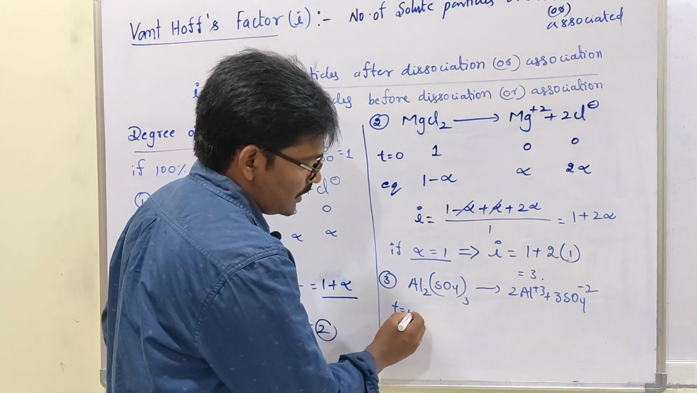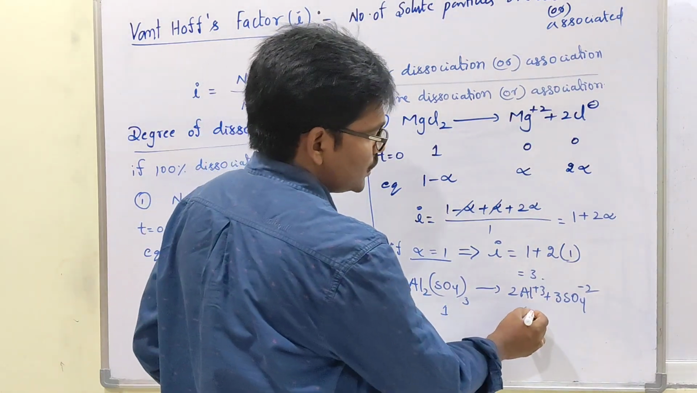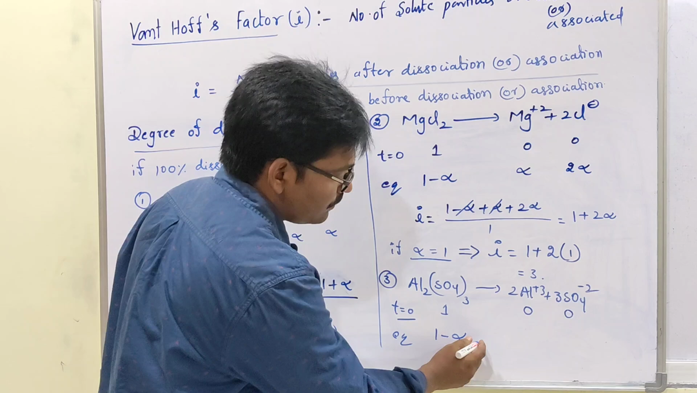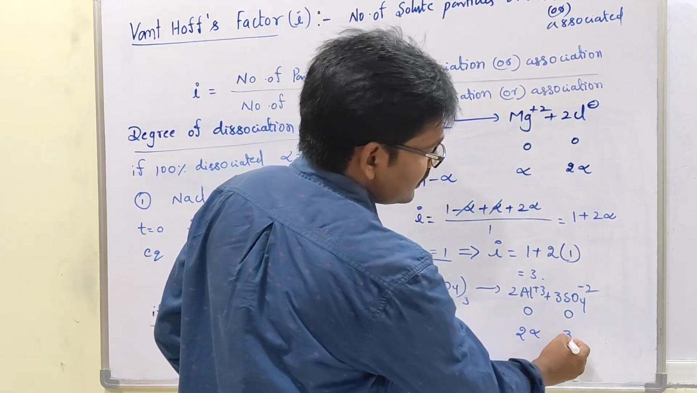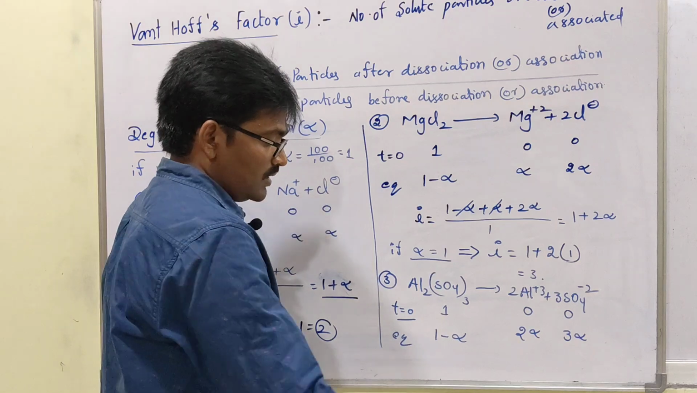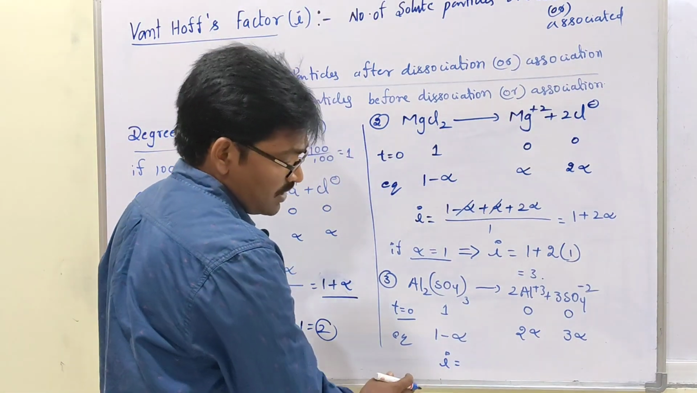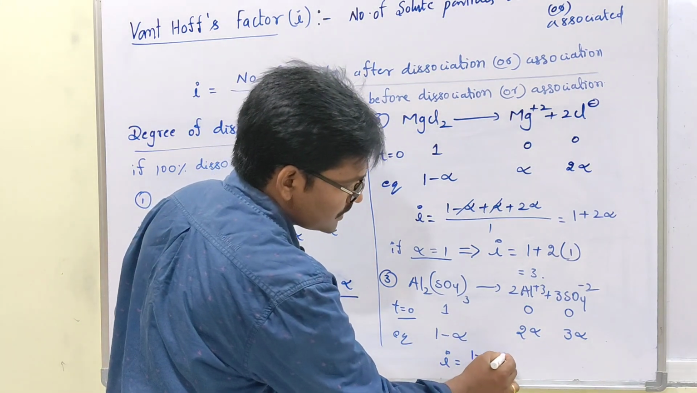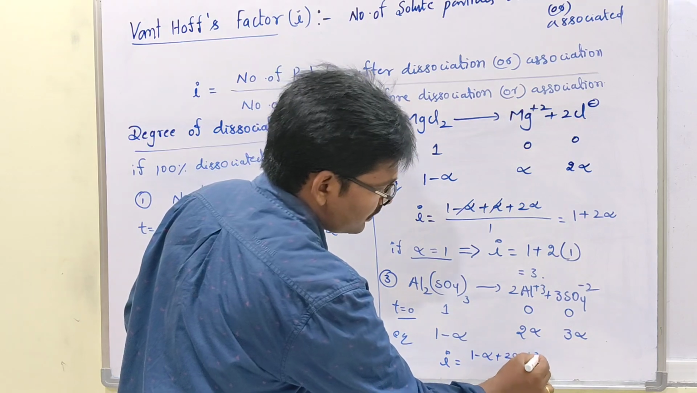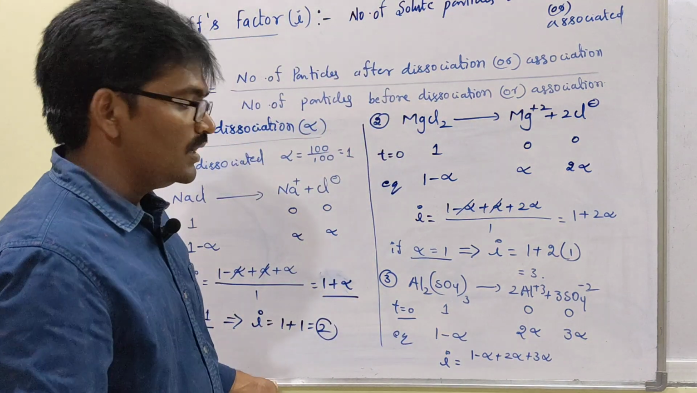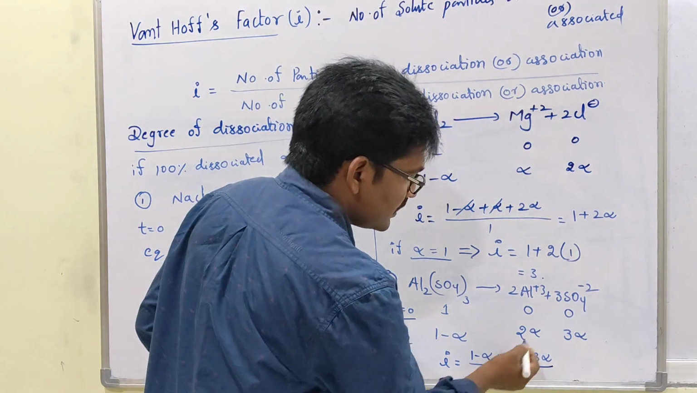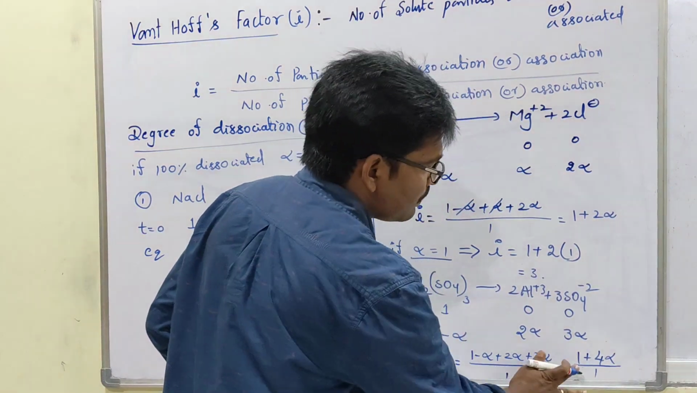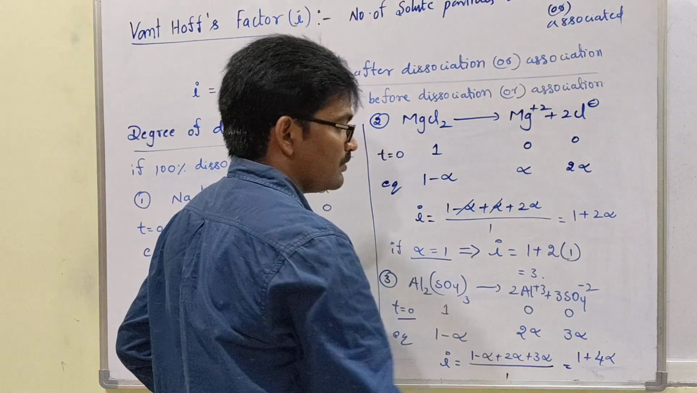So when time t equals to 0, here one particle will be there, here 0, 0. Then after some time it will dissociate into 1 minus alpha, then here 2 alpha, then here 3 alpha, right? So now Van't Hoff factor I, number of particles after dissociation, 1 minus alpha plus 2 alpha plus 3 alpha, then divided by 1. Sir, ఎంత అవుతుంది? Sir, 1 plus 4 alpha divided by 1. Yes, 1 plus 4 alpha.